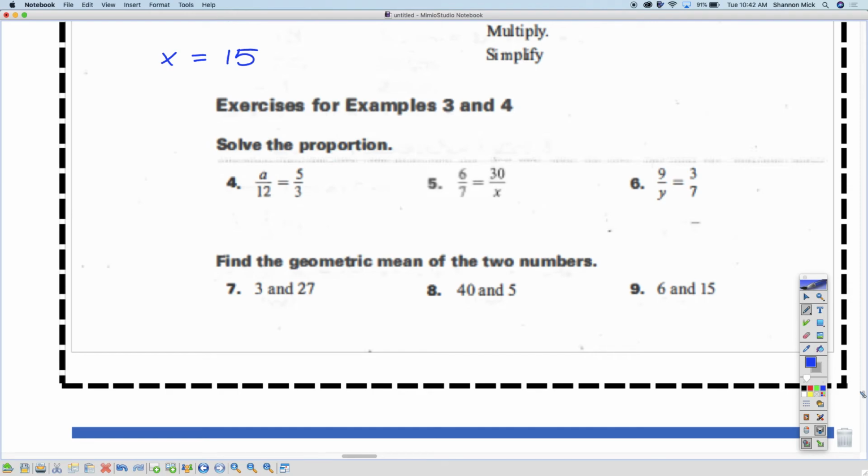So do you guys want to try these on your own? Okay. If you want to do them on your own, do them on your own. Tyson, help me out with this one. How do I solve it? All times 5.